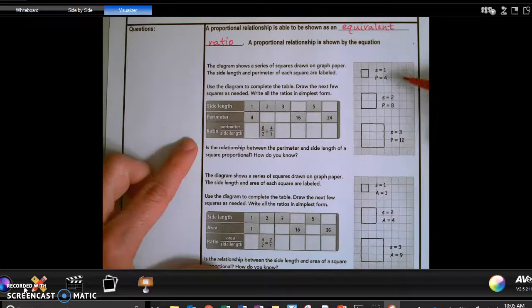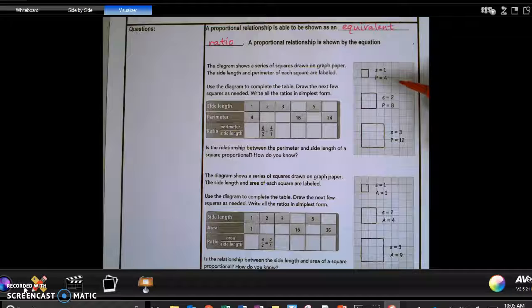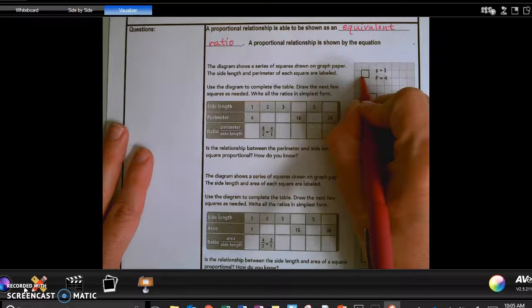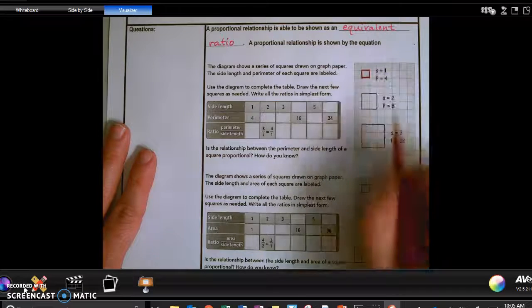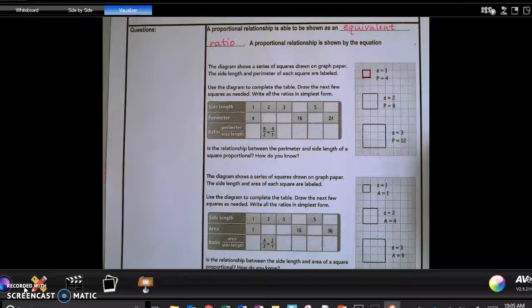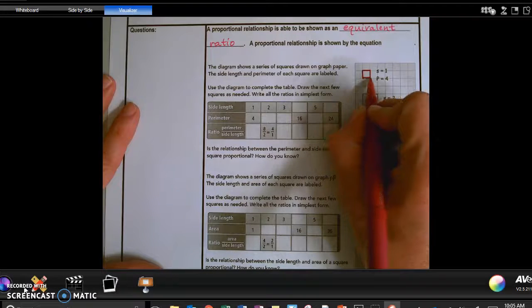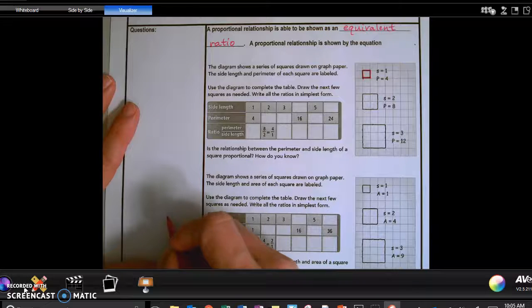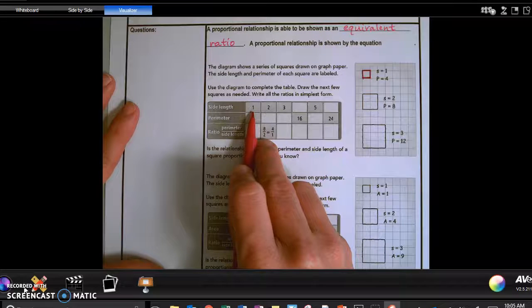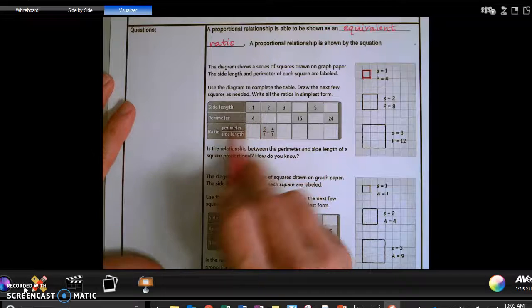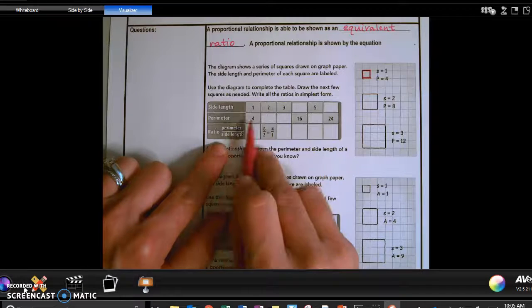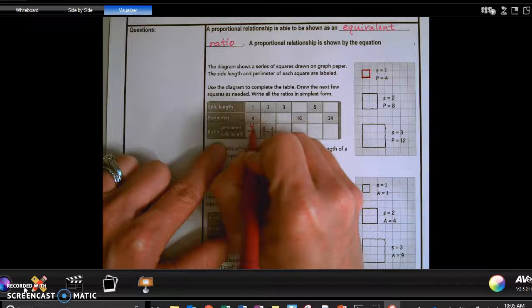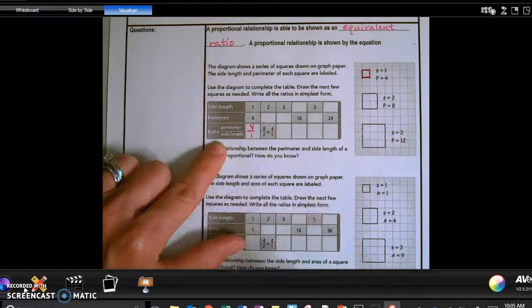So we have a diagram that shows a series of squares, and the side length and the perimeter of each square are labeled. So our first square, we have a side length of 1, which gives us a perimeter of 1, 2, 3, 4. Remember, perimeter is the rim around the outside of a shape. So if each side is 1 unit, 4 sides makes a perimeter of 4. So we can see that listed in the table. If the side length is 1, the perimeter is 4. Then we're going to write the ratio of the perimeter to the side length. So my perimeter is 4, that's my numerator. My side length is 1, that's my denominator.